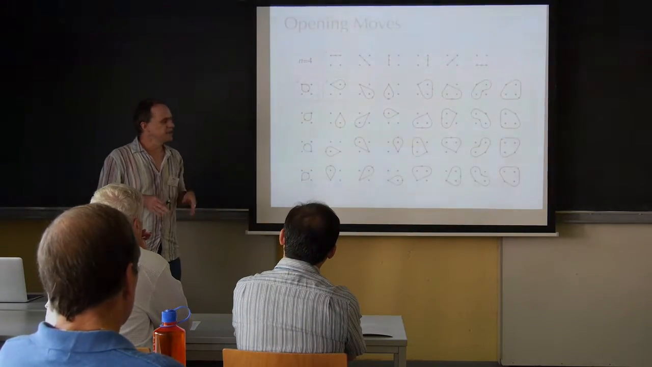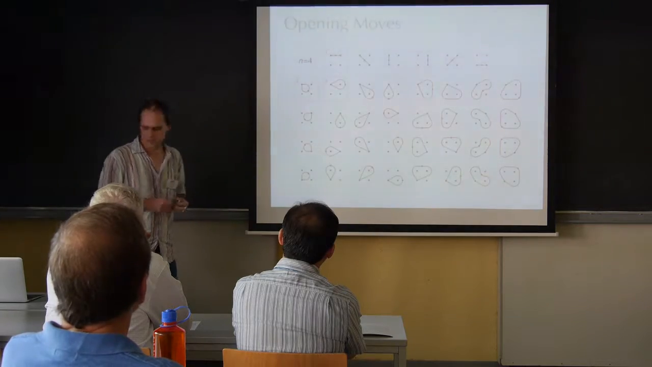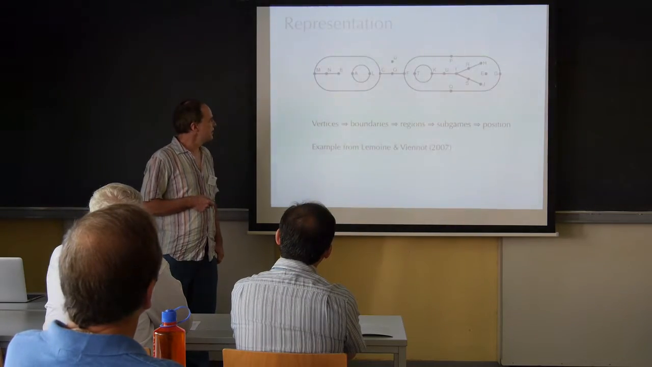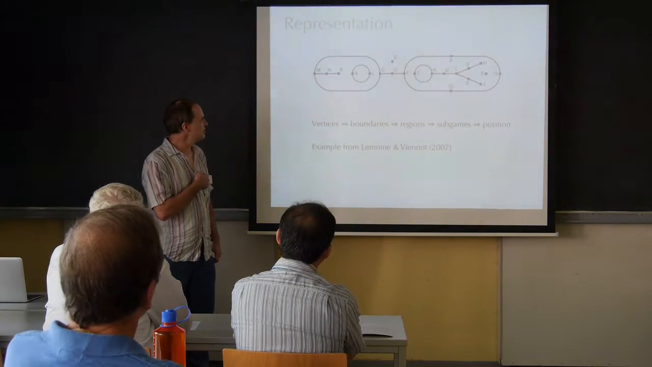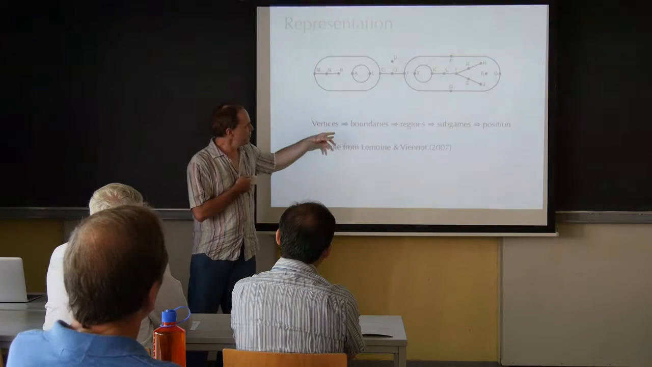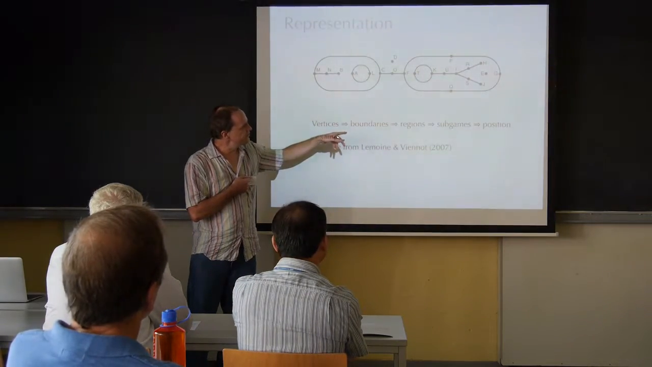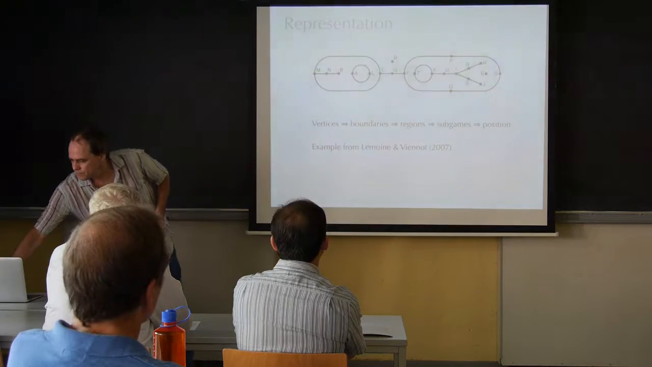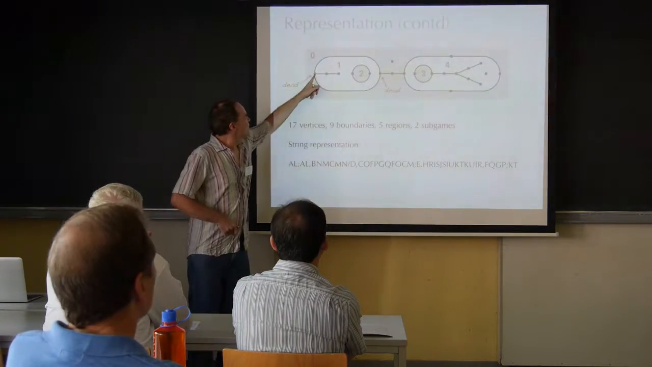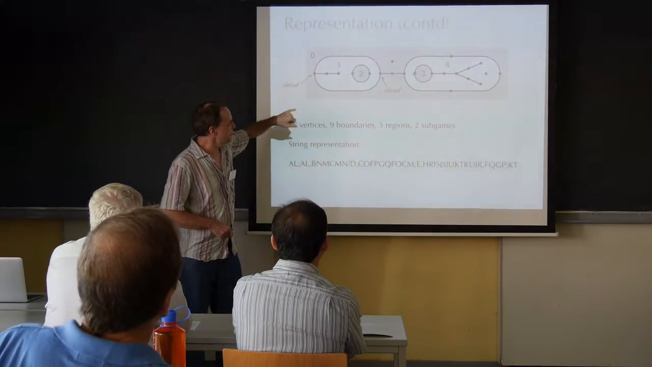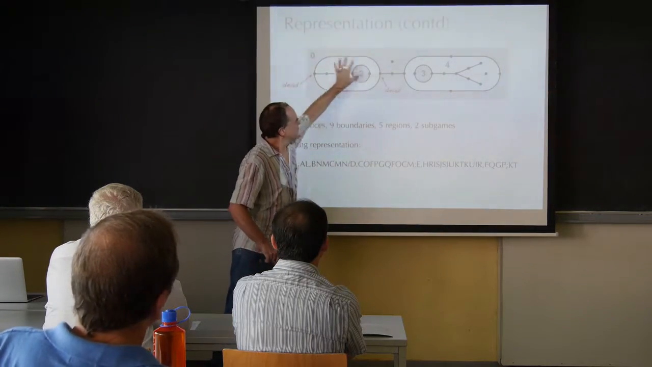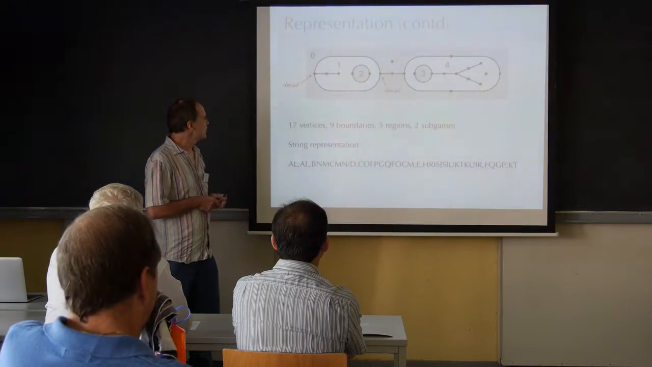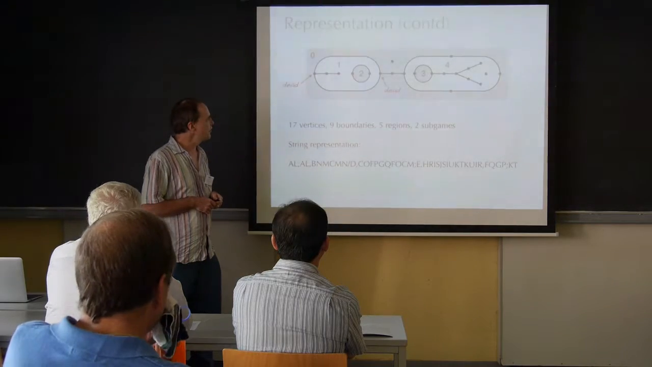So the key to handling the complexity is to find these invariant moves. The typical representation for squares is to give each vertex a label. So we have the vertices making up boundaries, the boundaries making up regions, and the regions making up independent subgames, which create the position. So here these 2 vertices are dead. They have 3 paths coming from them. So here we have an independent subgame, which is independent from the rest of the position. So this position has 17 vertices, 9 boundaries, 5 regions and 2 subgames.